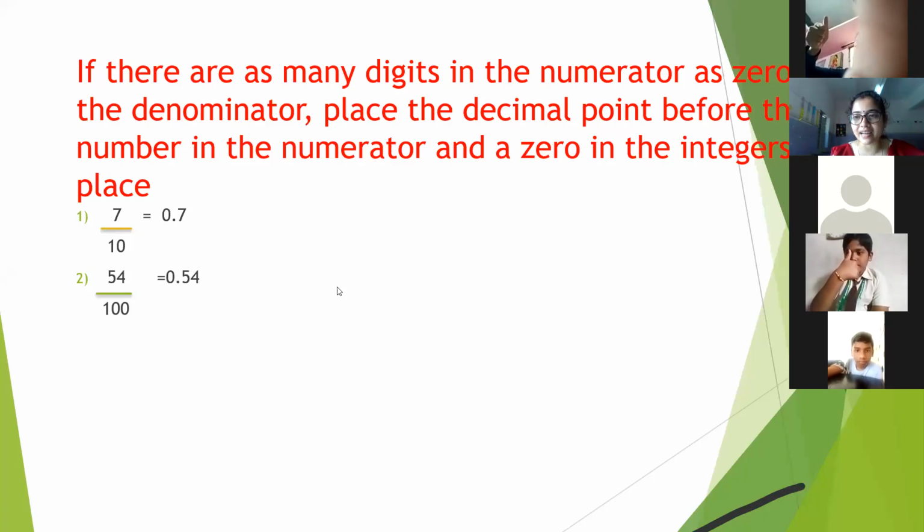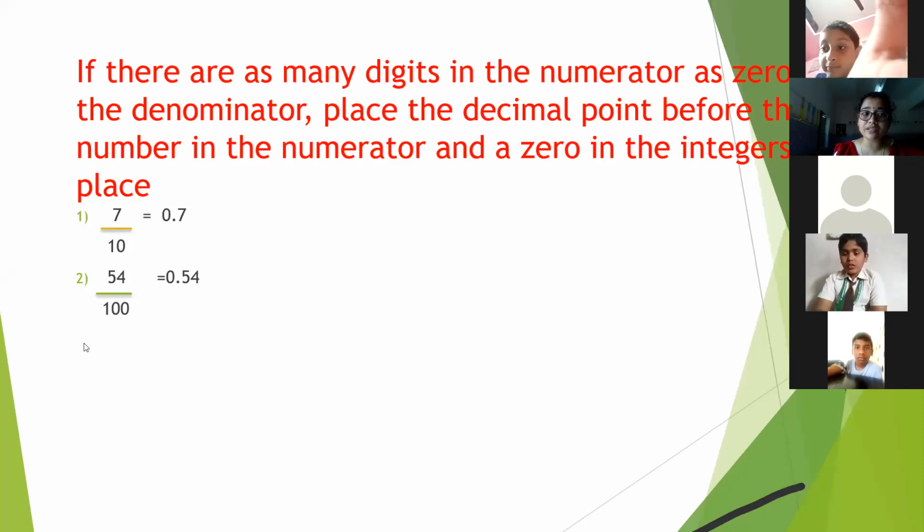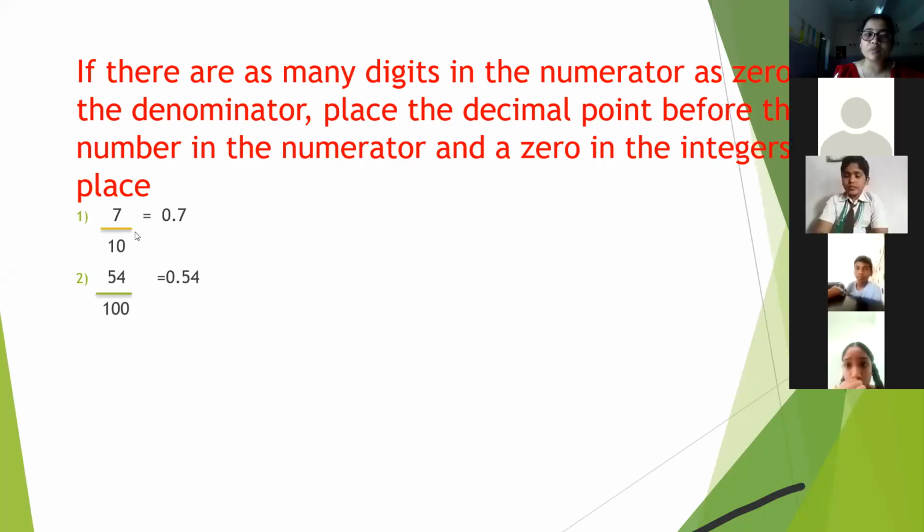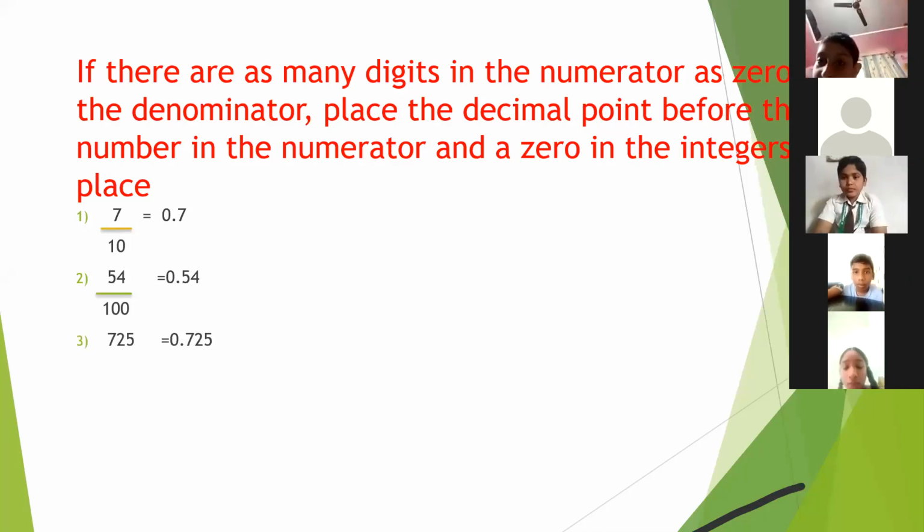Got it? So as the number of zeros given in the denominator, you will move from the right that many places, then you will put the decimal over there and in front of the decimal you will write 0. Okay. See here.